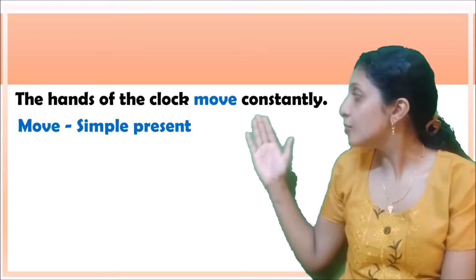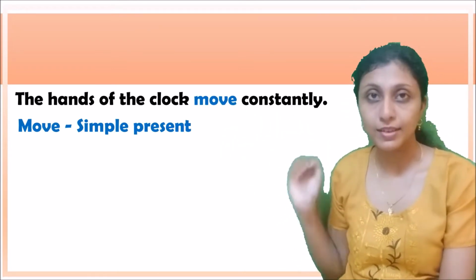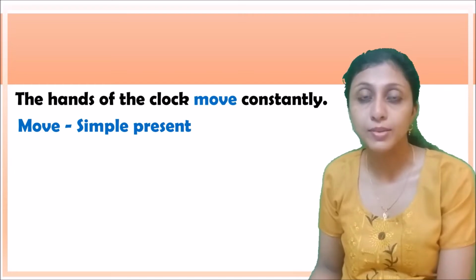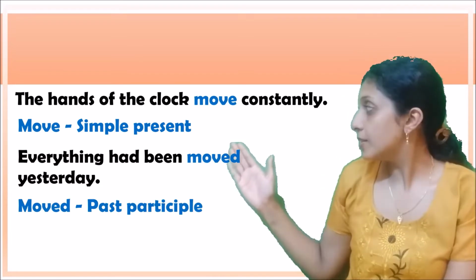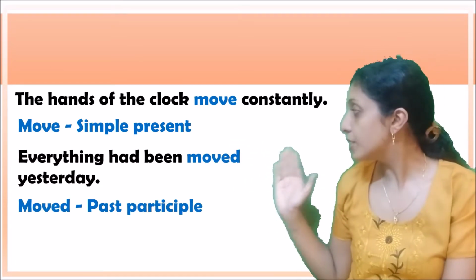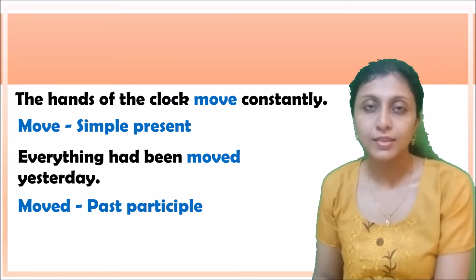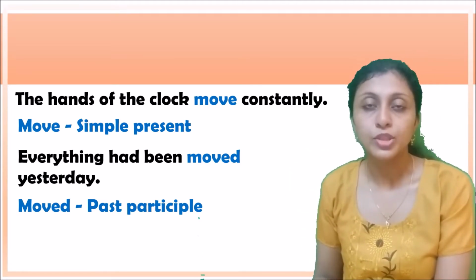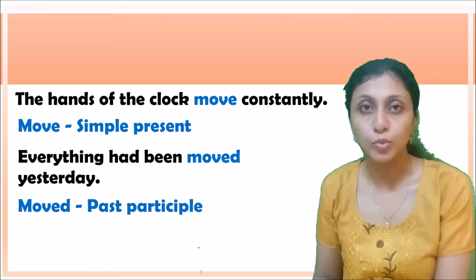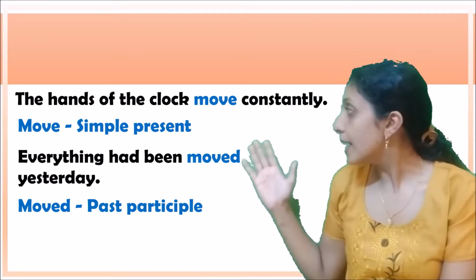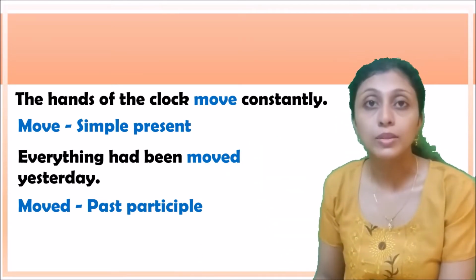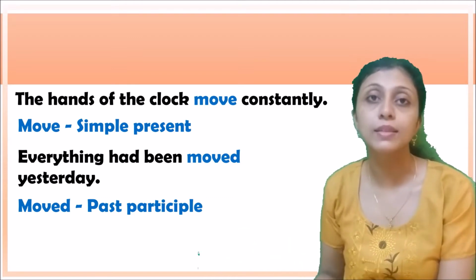If you take an example of another regular verb, which is move, then the simple present tense would be just move. The hands of the clock move constantly. So here move is the simple present tense of the verb. Everything had been moved yesterday. So in this particular sentence, we've got moved, which is the past participle of the verb move. A regular verb has got the ending ed for both the simple past tense as well as the past participle.